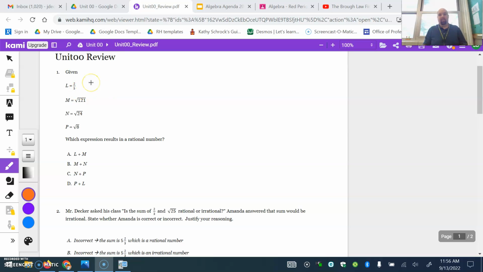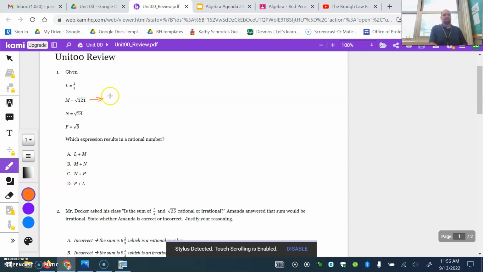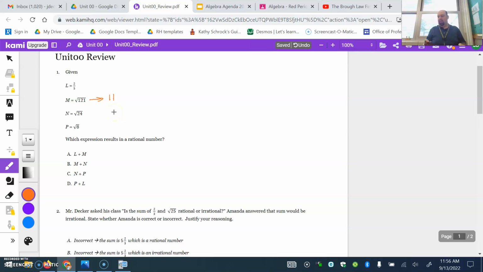First thing that I did was take these givens, the L, M, N, and P, and I converted all of those. The easiest one is the square root of 121. That is 11. So hopefully you know your perfect squares, or you're learning them and getting good at it. L, 2/5, that is 0.4.